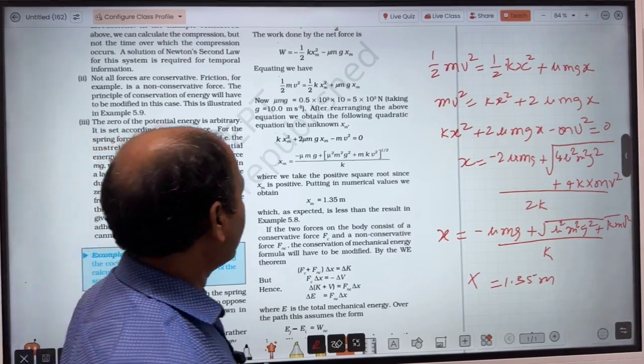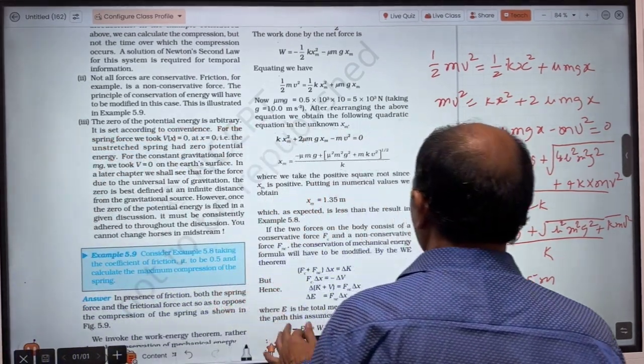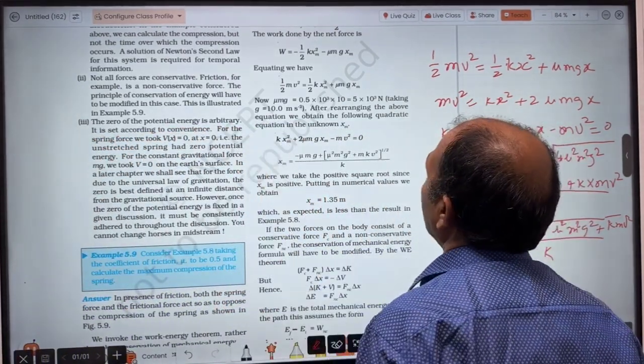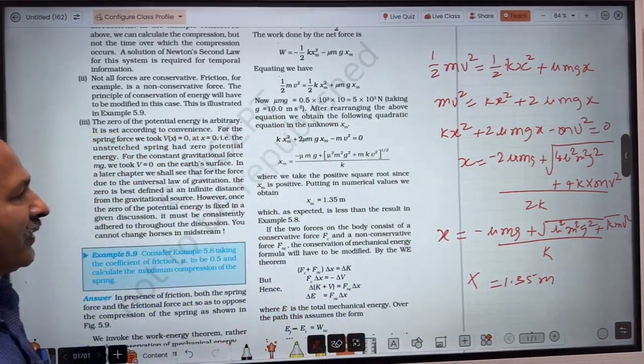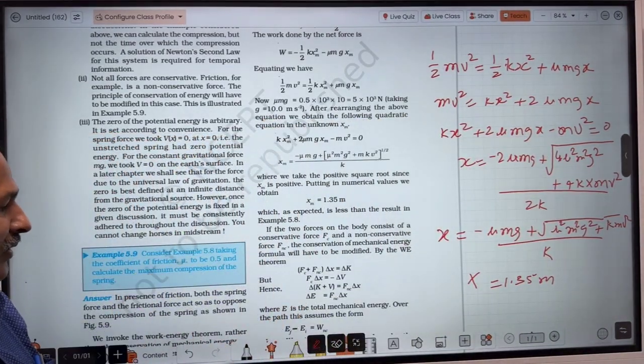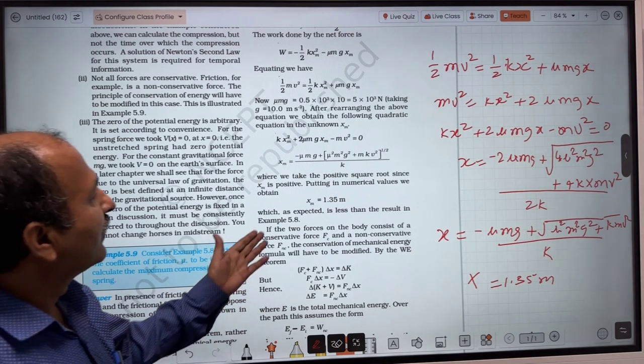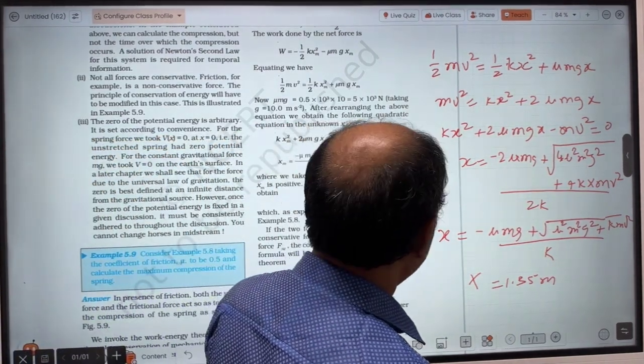So you have understood. Here we have taken into consideration the non-conservative force because friction is non-conservative. So that is why this value of x is this.